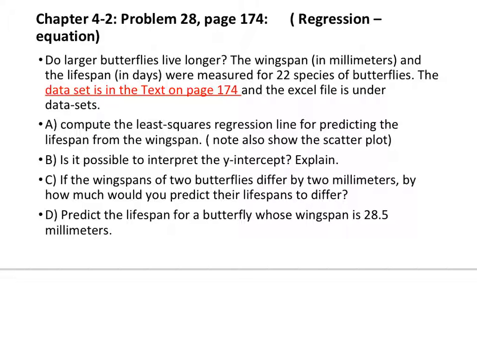But note, we're going to show the scatter plot first on the TI-83 and 84, then on Excel. Is it possible to interpret the y-intercept? Explain. And we will explain that when we get to it. If the wingspans of two butterflies differ by 2 millimeters, by how much would you predict their lifespans to differ? And then finally, in part D, we're going to predict the lifespans for a butterfly whose wingspan is 28.5 millimeters under the equation we found in part A.